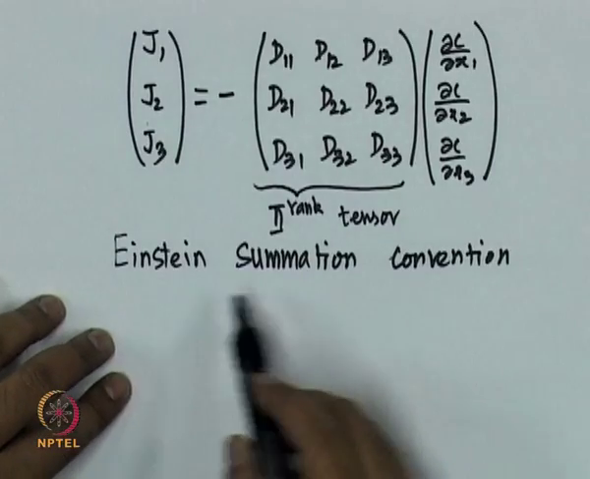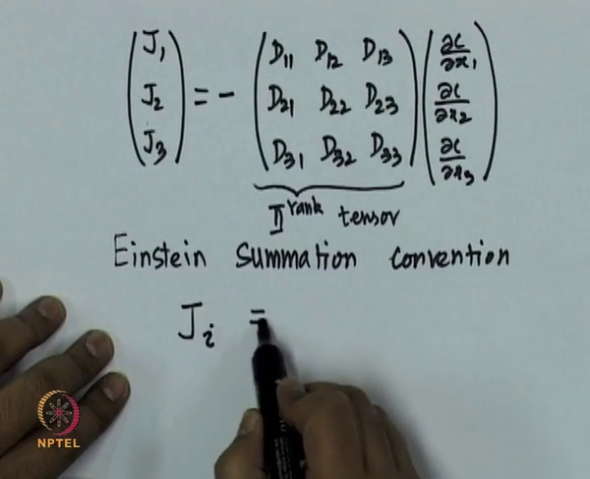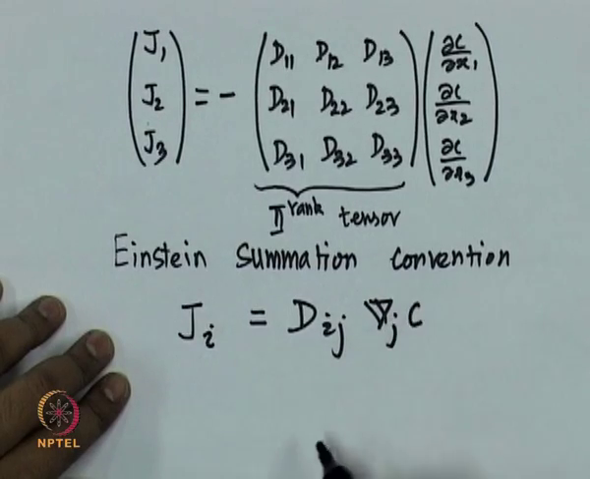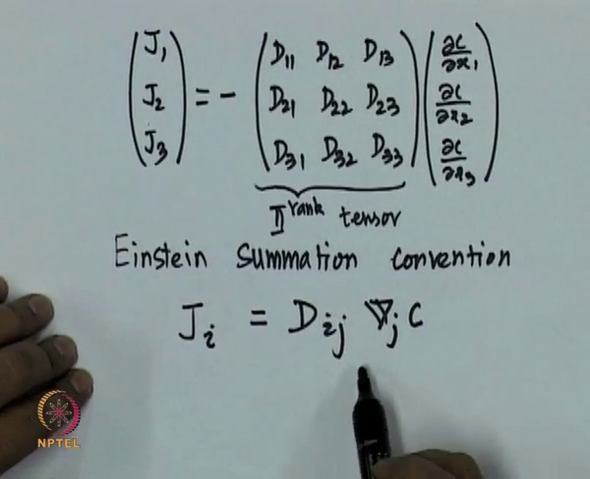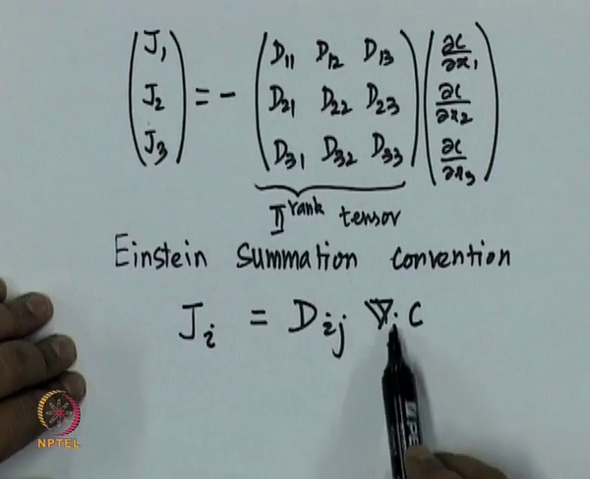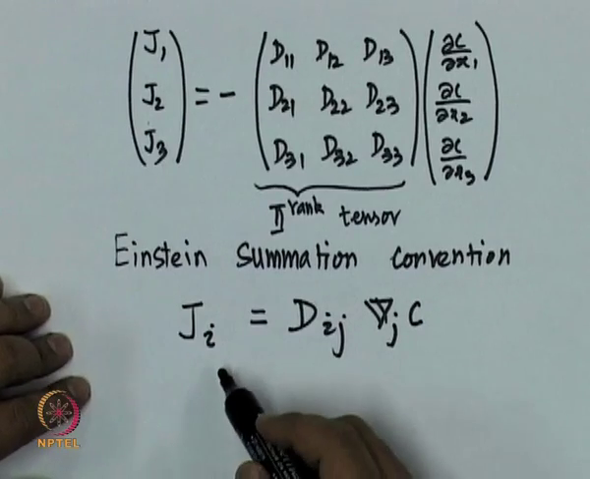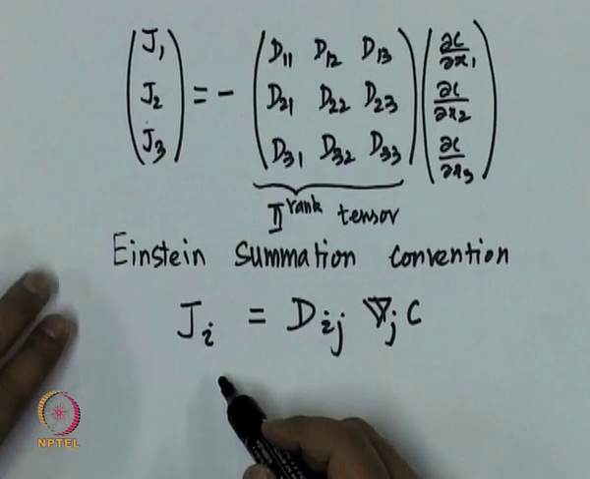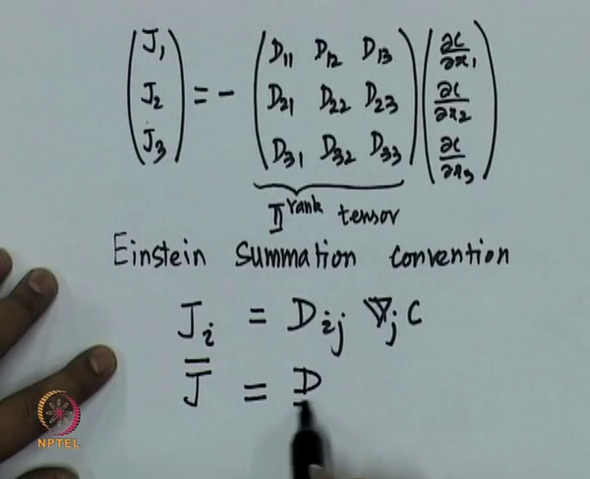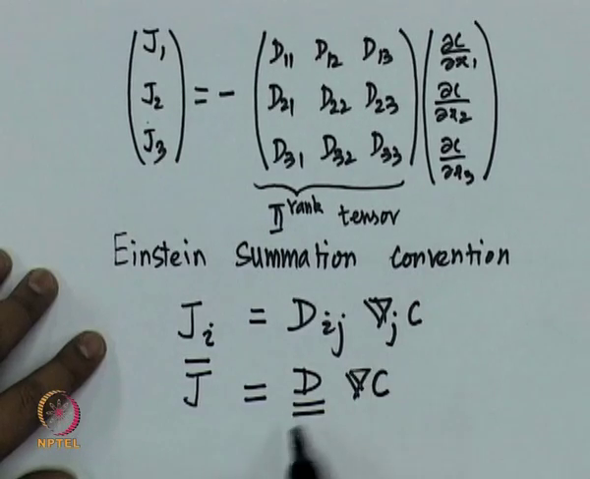Okay? And so, Einstein summation convention says that J of i is equal to D of i comma j del j C, okay, where del j C is my shorthand notation for saying dou C by dou x j. Okay, so this is a vector component, this is a vector component, and this is a second rank tensor. In the tensorial notation, when I do not refer to any specific frame of reference, they are written like this: J is equal to D, I draw two lines to say that it is a second rank tensor, del C. So, this one line says that this is the first rank tensor.